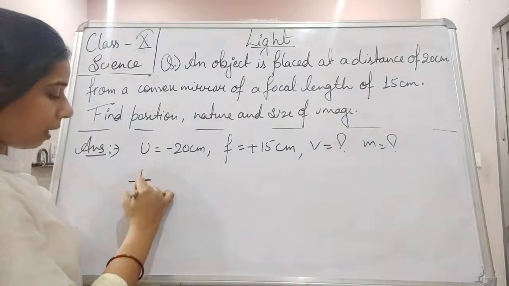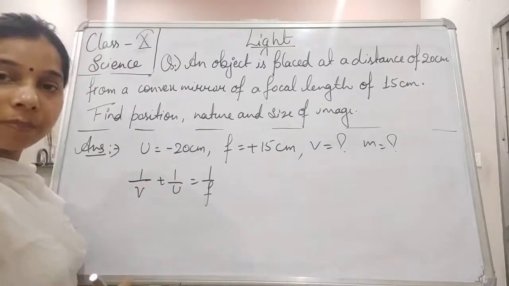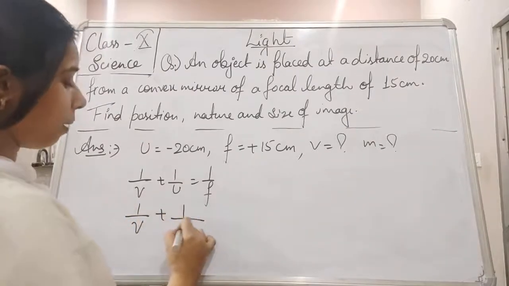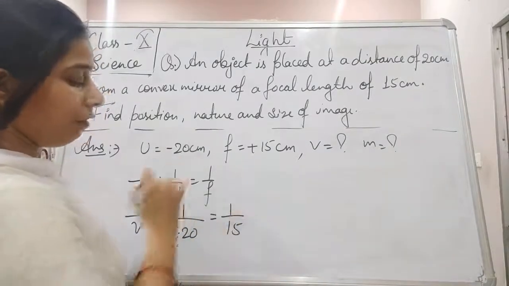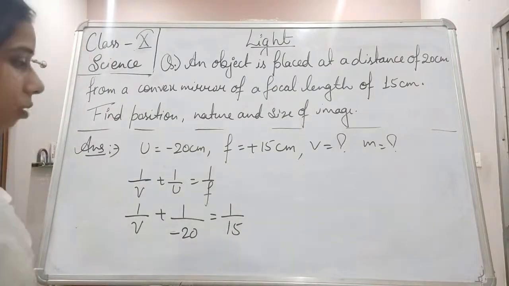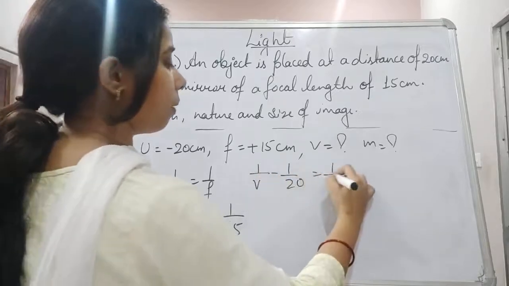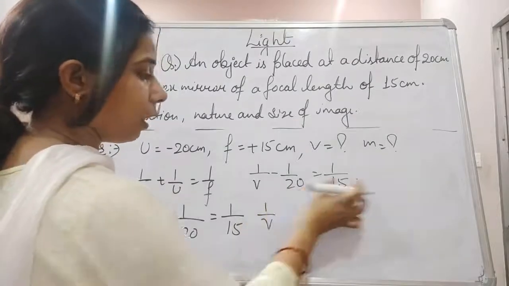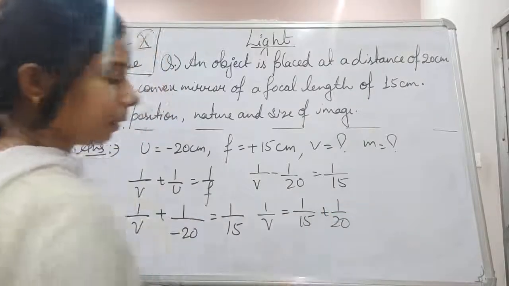So formula is 1 by v plus 1 by u is equals to 1 by f. Right? Putting the value here, 1 by v, that we have to find, plus 1 by u is equals to 1 by minus 20 is equals to 1 by f is equals to 1 by 15. Now we can write it 1 by v minus 1 by 20 is equals to 1 by 15. Or 1 by v is equals to, this 20 will go to this side, it will become 1 by 15 plus 1 by 20.